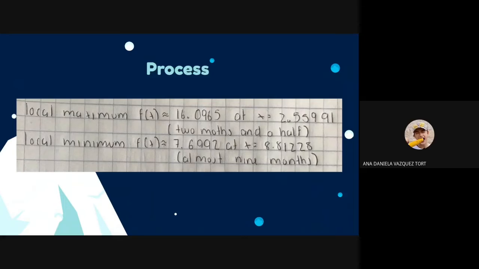When we use the quadratic formula in the last step, we have to use the plus sign for the maximum and the minus sign for the minimum, which shows us the result that we find on the screen. Note we have 2.50 and 5,991, but since we're talking about months, it will be 2.5 months, or around 3 months. For the minimum, we got 8.81228, which rounded up gives us a result of 9 months.